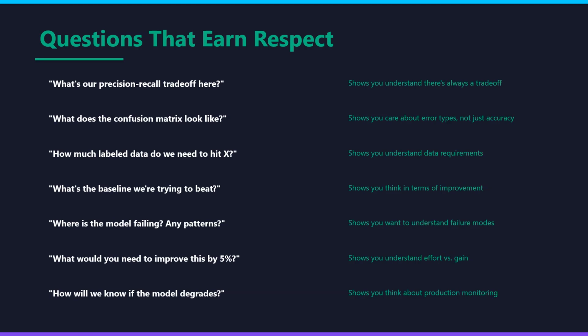Okay. Question four, what's the baseline we are trying to beat? This shows you think in terms of improvement over the status quo, right? Not the absolute numbers. 80% accuracy sounds bad until you learn the baseline is 50%. Okay. And number five, where is the model failing?